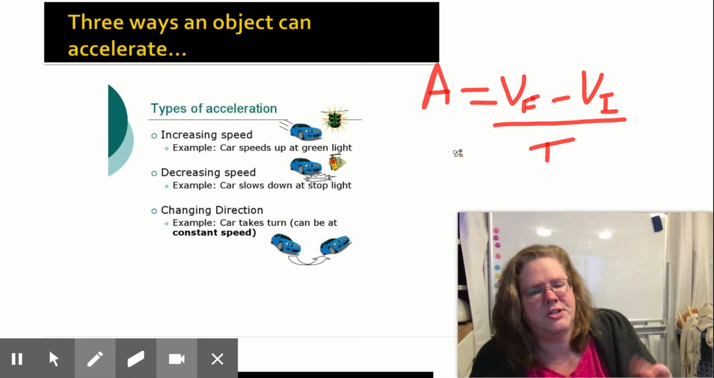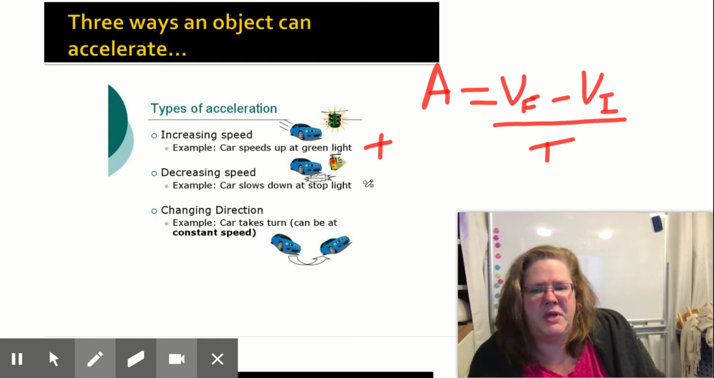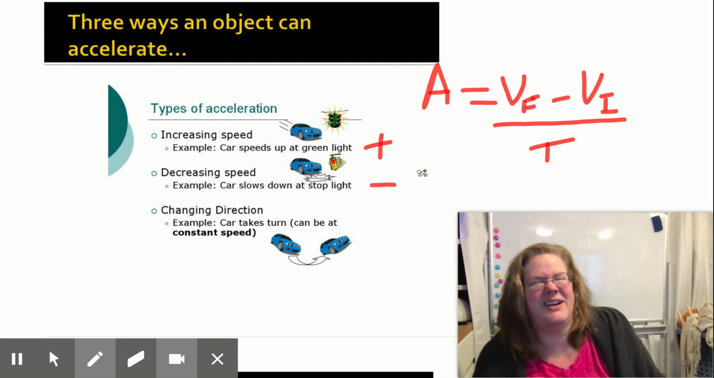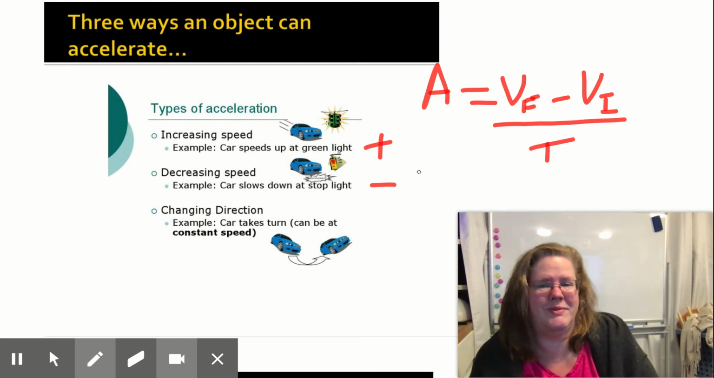Well, my acceleration can be positive or negative. He did a great job of explaining that. So if I increase speed, I get a positive acceleration. If I decrease my speed, we have a negative acceleration. We actually, in science, don't love the word deceleration. We actually prefer the term negative acceleration because scientifically that's just a little more accurate. But there is a third way.